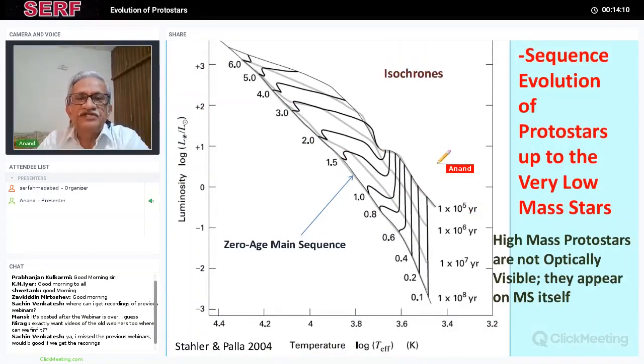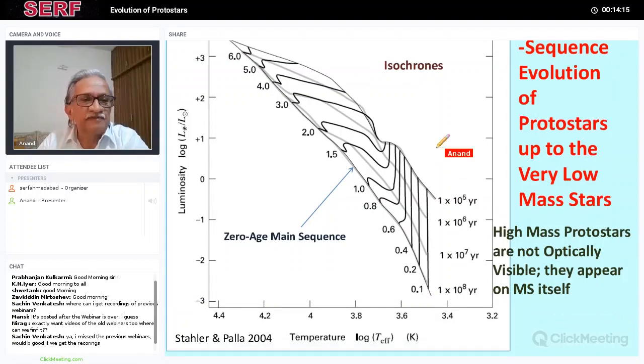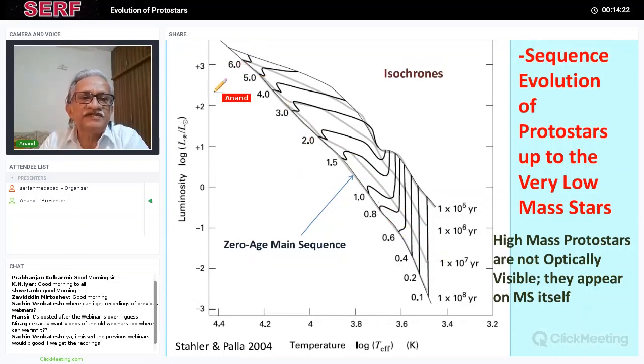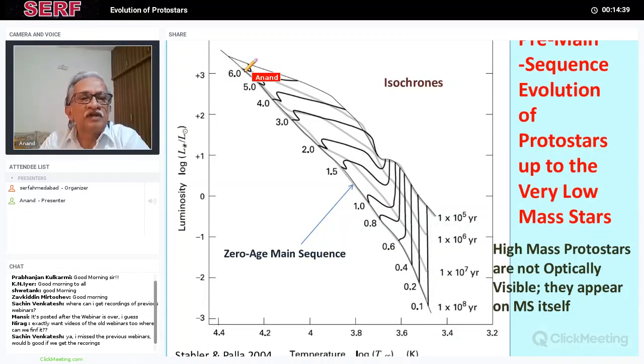Now this is one such diagram, again a Hertzsprung-Russell diagram sort of thing. Here you can see the zero age main sequence. That means the star has just reached this point, for example a 3 solar mass star. Therefore, this is called the zero age main sequence for the star that has a mass of 3 solar masses. Like that. So here is plotted 0.1 solar masses to about 6 solar masses and a little more.